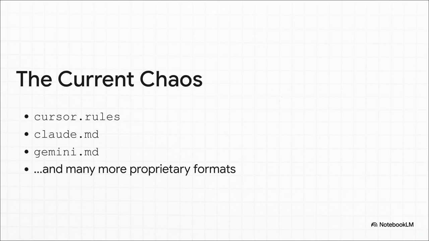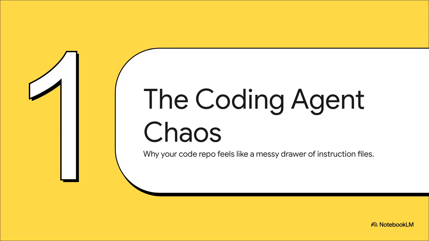Your code repository, your single source of truth, ends up looking like a junk drawer. It's just stuffed with all these different incompatible files. You got one for Cursor, another one for Claude, maybe a third one for Gemini. And of course, none of them talk to each other. It just creates clutter, confusion, and a whole lot of duplicated work. So yeah, we're calling this the coding agent chaos. And it's a huge headache for any developer who's trying to use more than one AI tool.